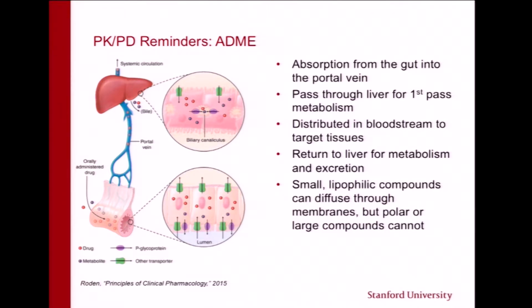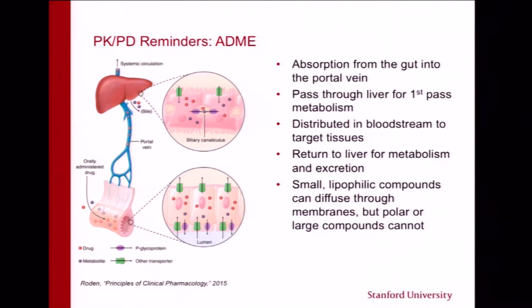Anything that's left or anything that returns to the bloodstream will enter circulation and be delivered to the target tissues, where it again must be removed from the bloodstream into target tissues. Following this event, anything in the blood returns back to the liver, where it will undergo metabolism and excretion. So small lipophilic compounds can diffuse right through the membrane, but polar or large compounds cannot. And you'll see in this figure that in all of the transitions between extracellular and intracellular positions, there are these proteins, and those are the drug transporters.